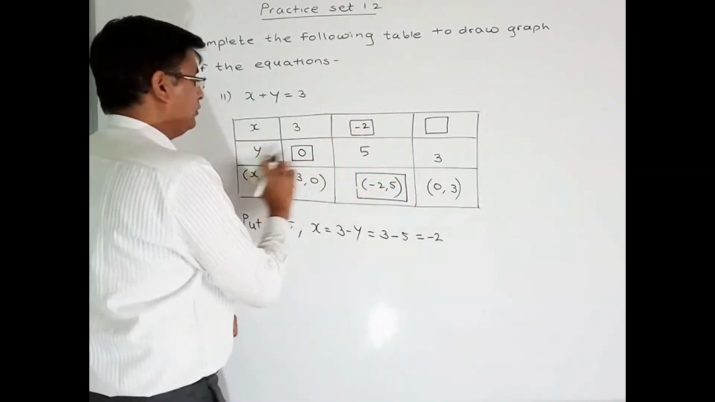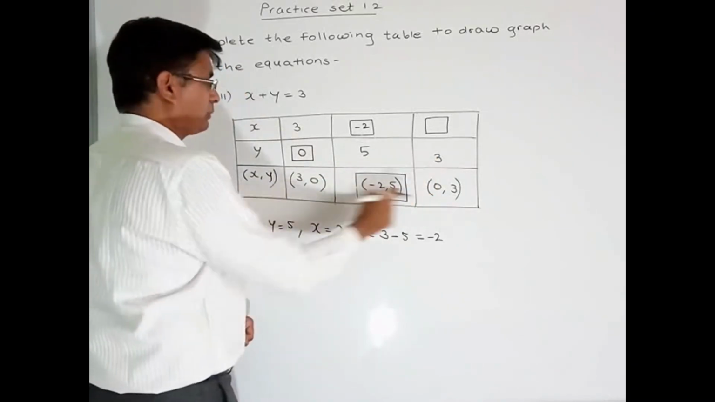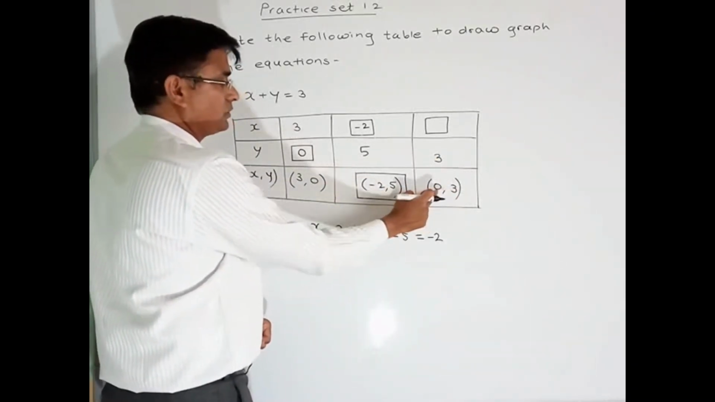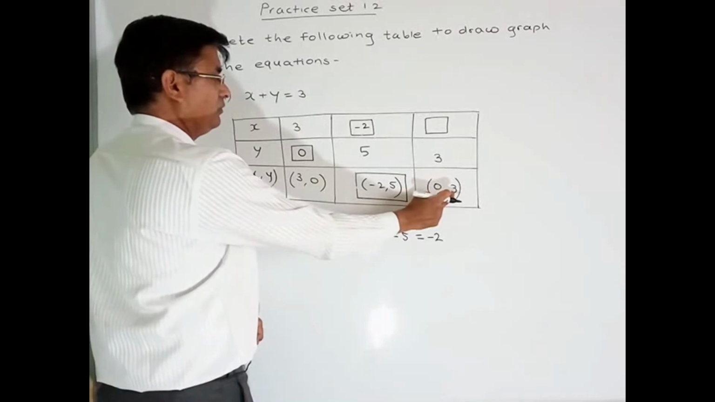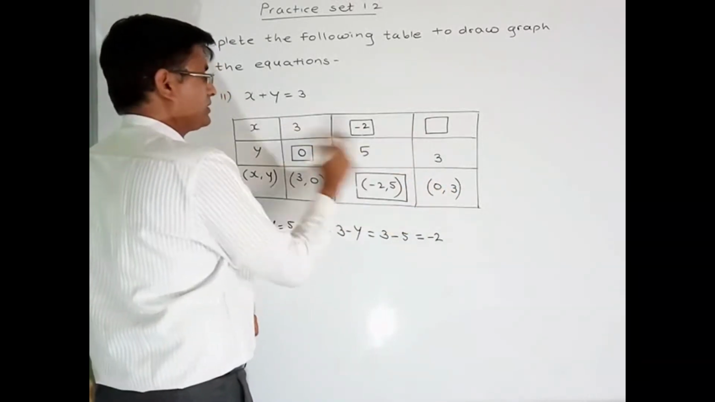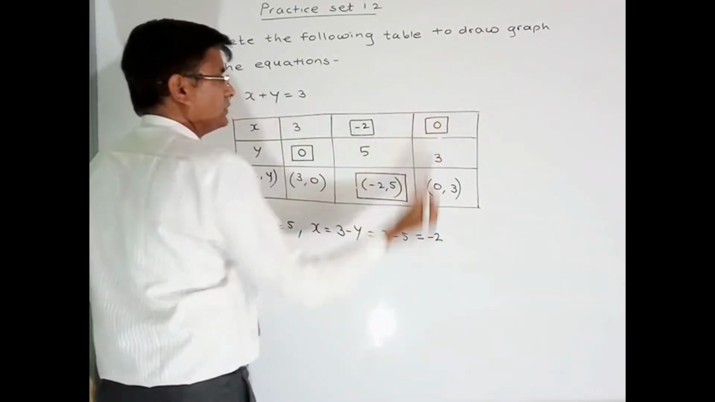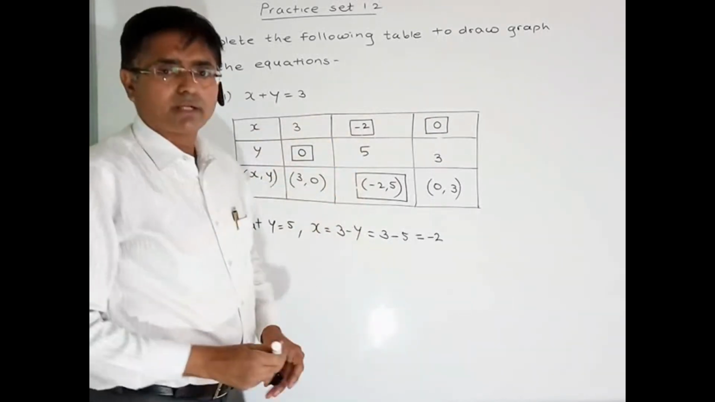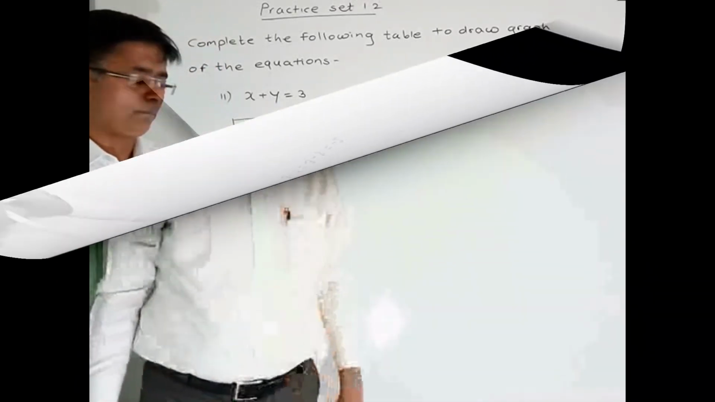And here value of y is given, that is 3, and ordered pair is also given, 0 comma 3. So this is the value of x and this is the value of y. So value of x is 0. So put 0 here. So in this way you can complete the table.